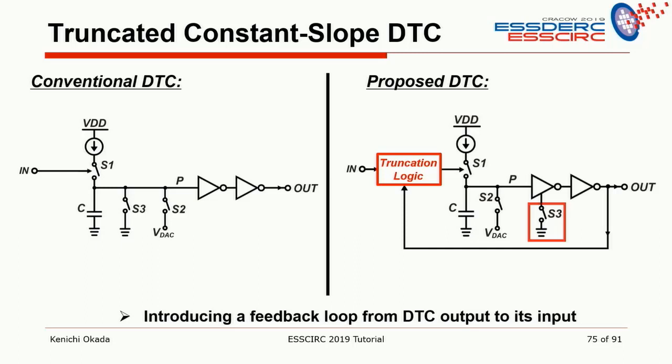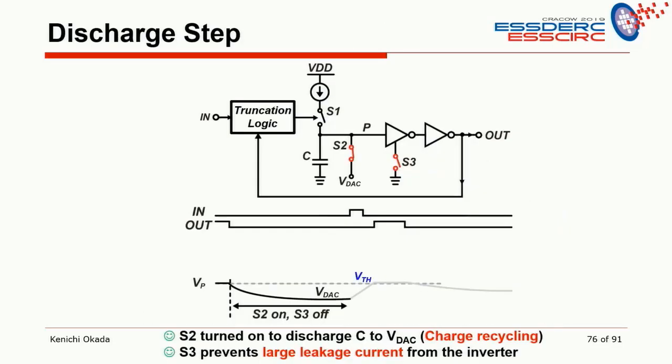And one more thing is that if this node becomes around the threshold voltage, this inverter causes a larger leakage current through the PMOS to NMOS. To cut such a leakage current, an additional switch is placed here. This is a very minor idea, but very powerful for reducing power consumption.